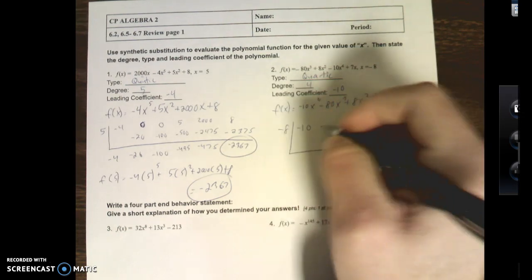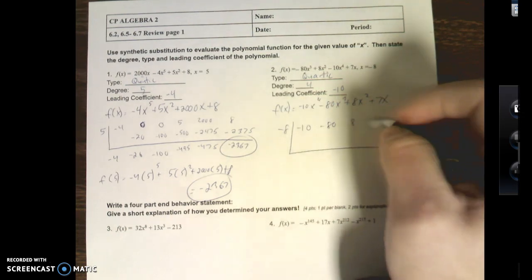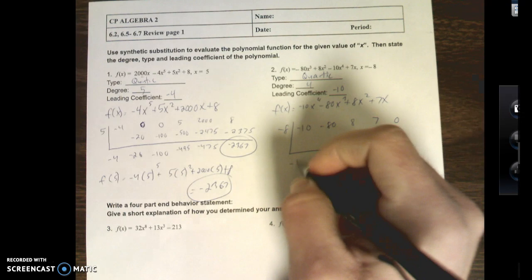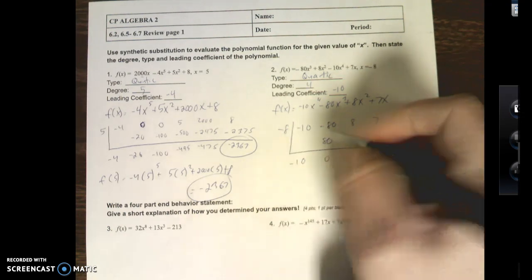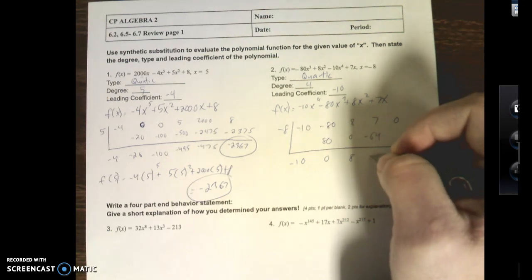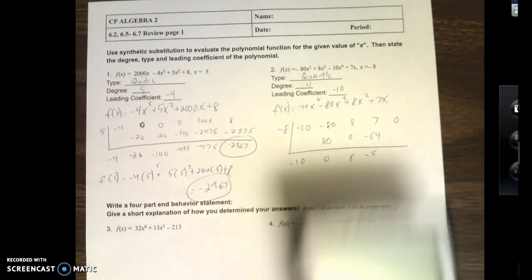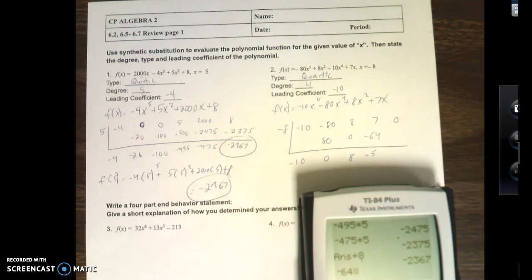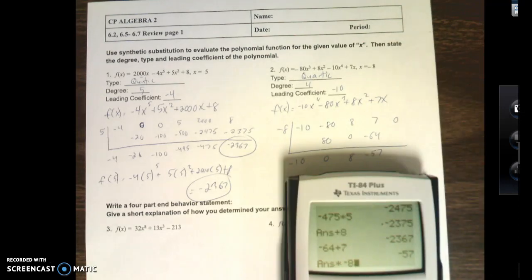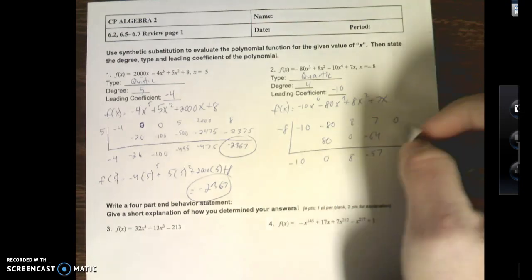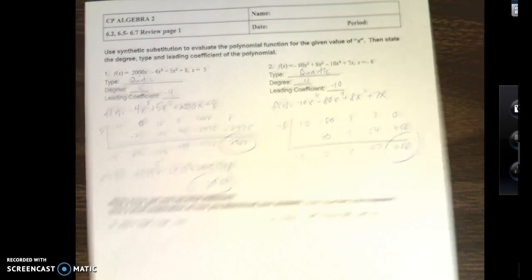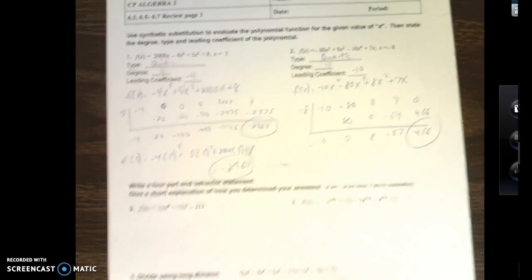This is a kind of a tricky one because if you get all the way down here, it's missing the constant term, so you have to put a 0 at the very end. Negative 10, 80, 0. Negative 8 times 0 is 0, 8. That would be negative 64, negative 57. Negative 64 plus 7 is negative 57, times negative 8 is 456. So we're all good. And the same thing applies here if you'd like to do it.